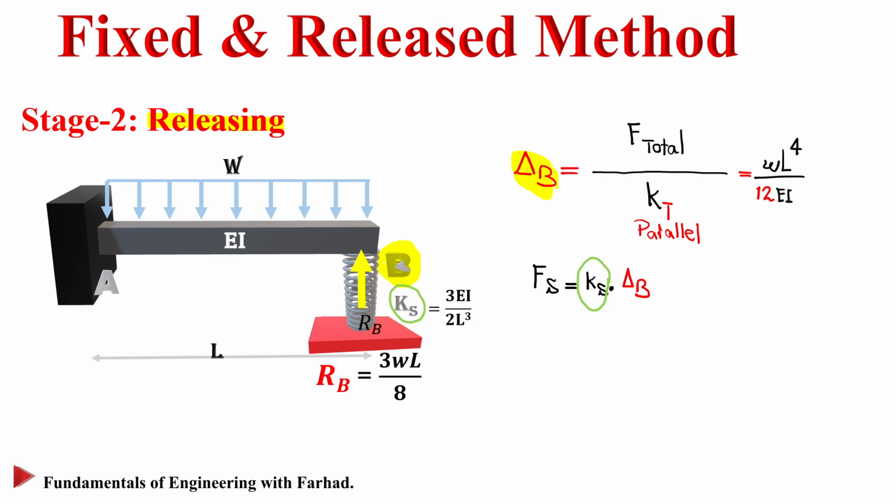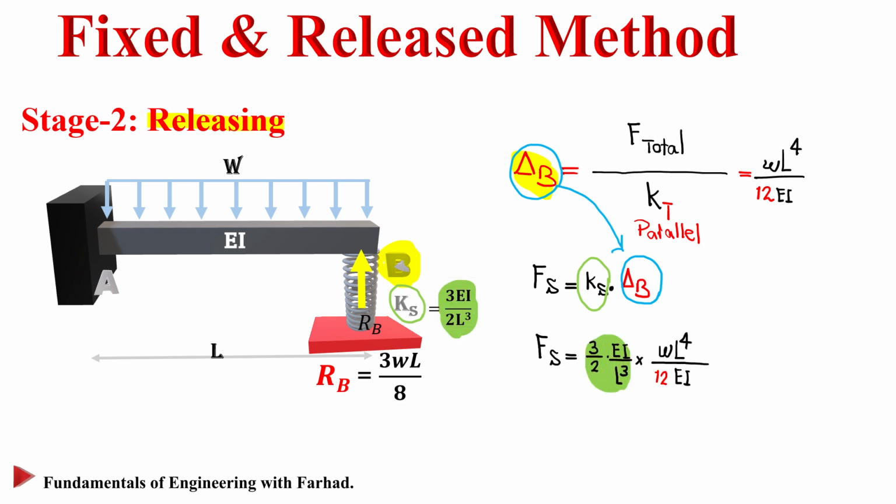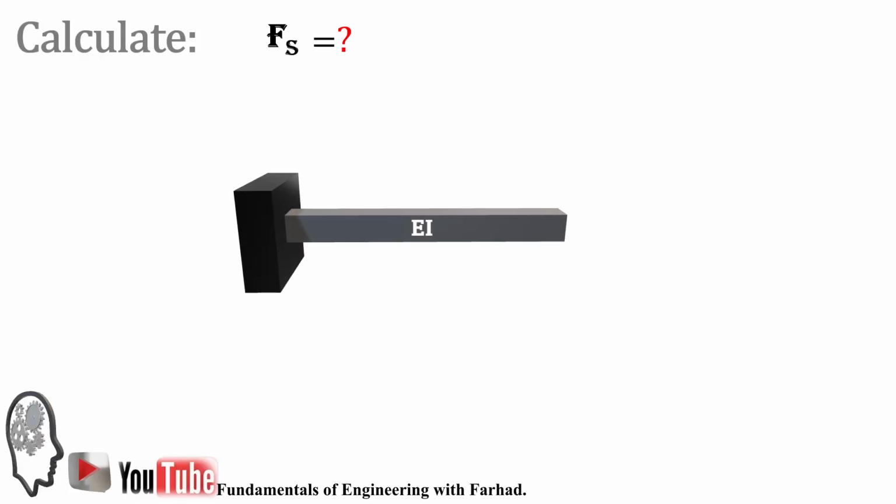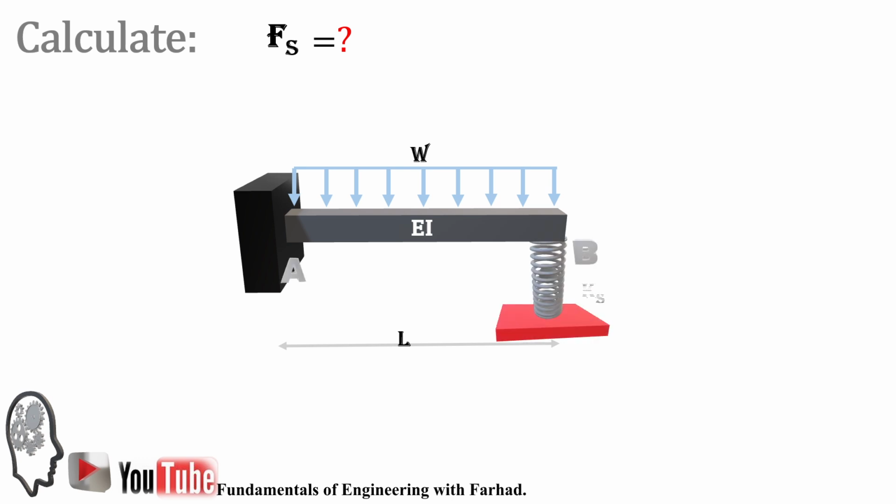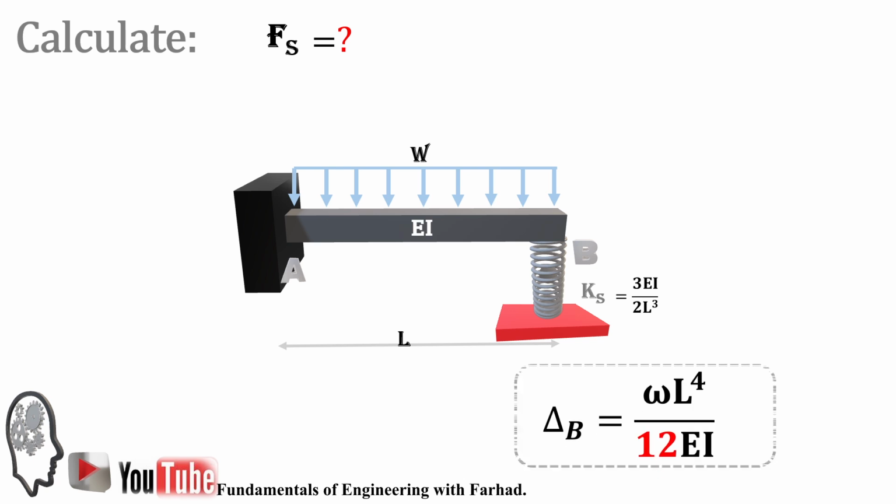Fs is Ks times delta B. We already know what Ks is from the problem statement, and we also know what delta B is. Ks comes from here, and the other part is delta B, which is WL to the fourth over 12EI. If you do the math, it gives you WL over 8 as the force inside the spring. So we get the same result as with the consistency of deformation approach: the delta at B is WL to the fourth over 12EI, and the force inside the spring, F sub S, is WL over 8.